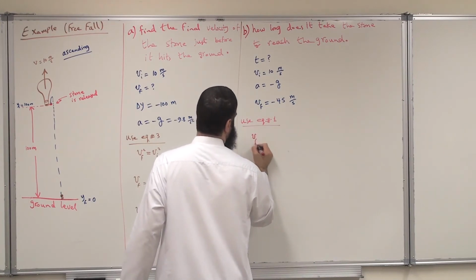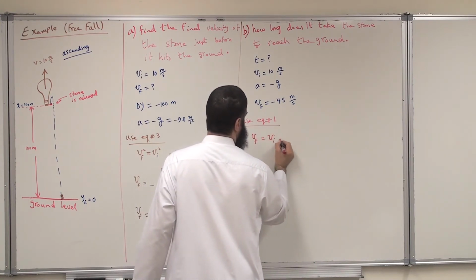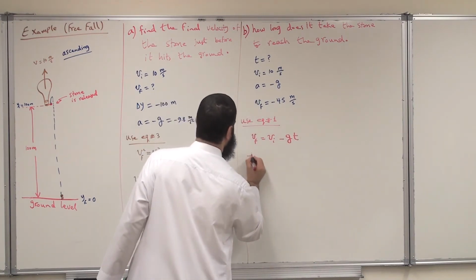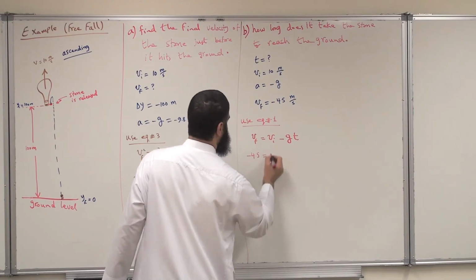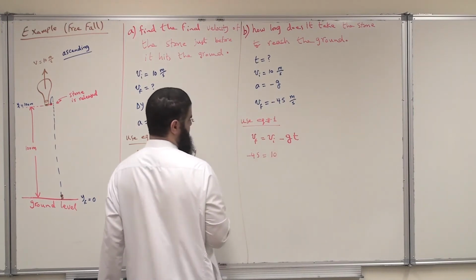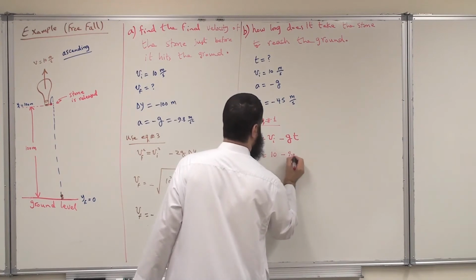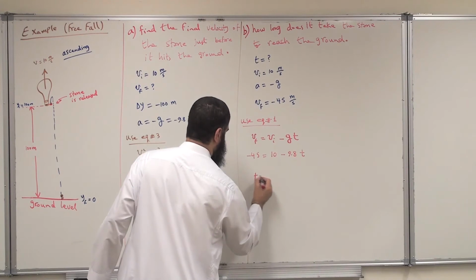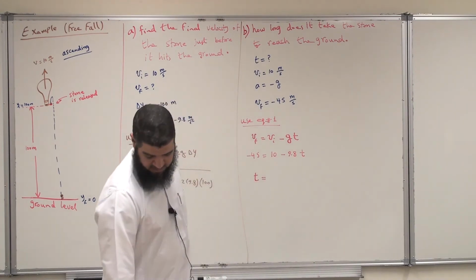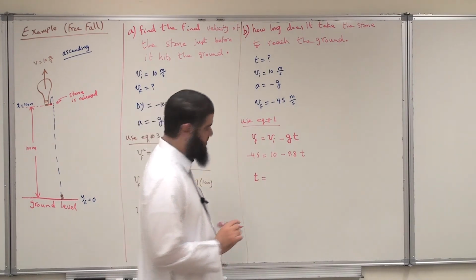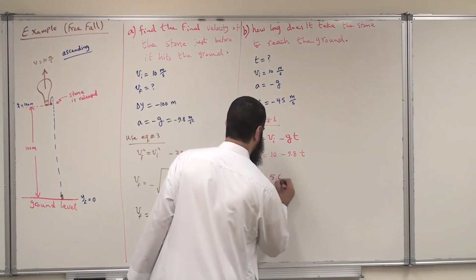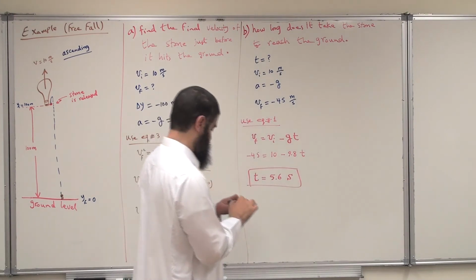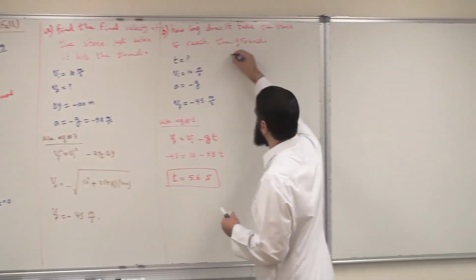Equation number 1 says V final equals V initial minus g t. V final is minus 45 meter per second, V initial is plus 10 meter per second, minus 9.8 t. And from here we can find that the time equals approximately 5.6 seconds. Of course, you can do it another way. There is another method.